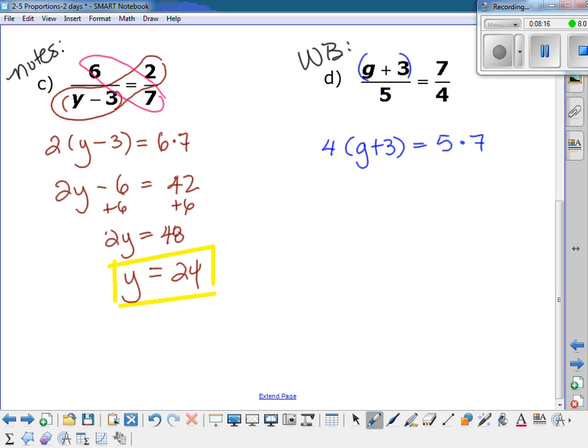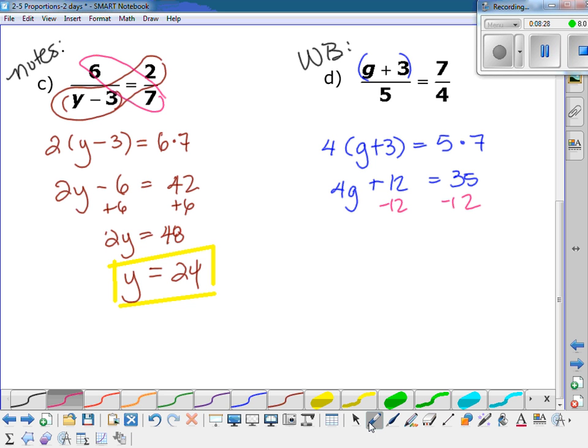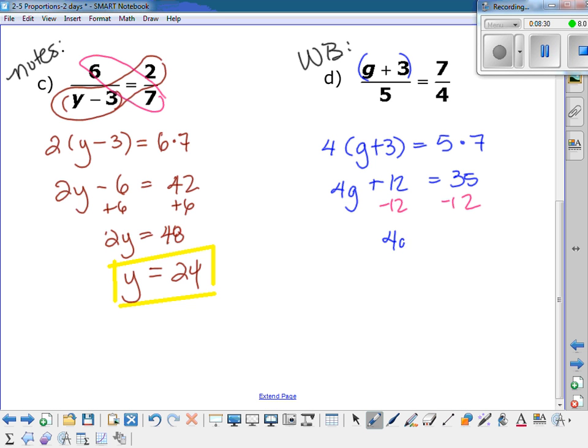So I distribute the 4, and I get 4g plus 12 is equal to 35. And if I subtract 12 from both sides, I get that 4g is equal to 23. And so dividing both sides by 4, I get that g is equal to 23 over 4. You can leave that as an improper fraction, or if you prefer, you can make it a mixed number. It would be 5 3/4.